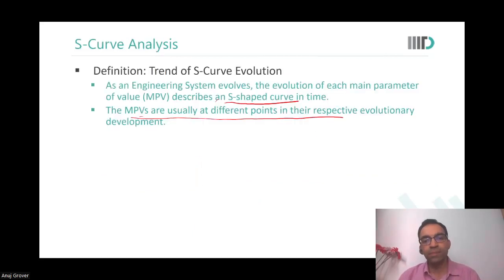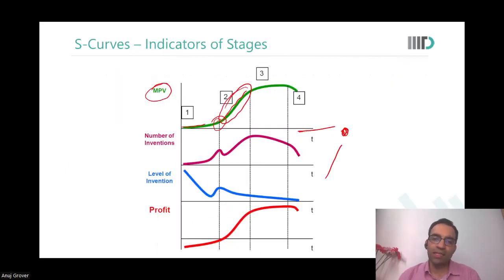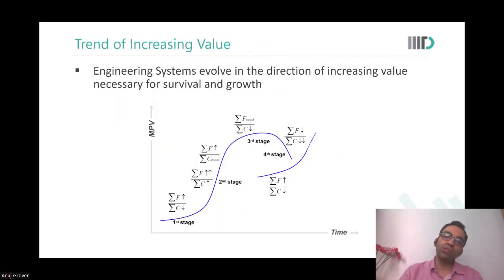What does this mean? This means that on the S curves, you can also plot the trend of increasing value. Let us look at it like this. In the first stage, you're trying to increase the functionality and reduce the costs. Okay, you're just working on prototypes. What are you trying to do?